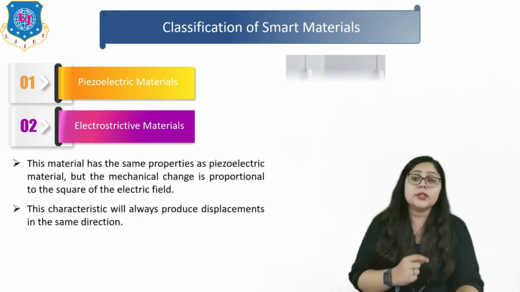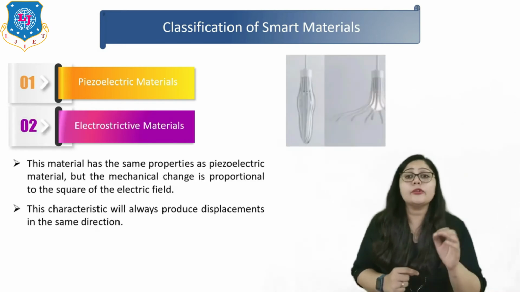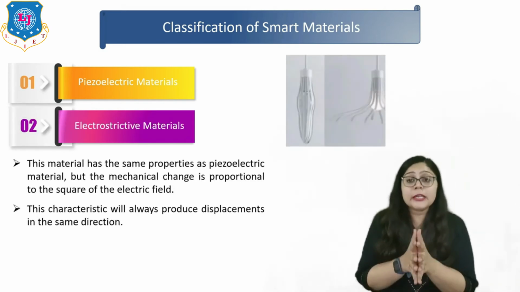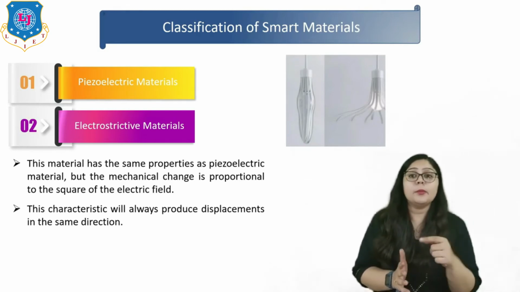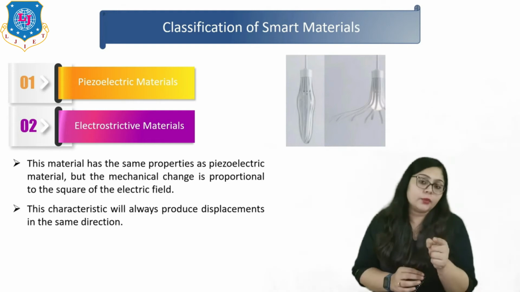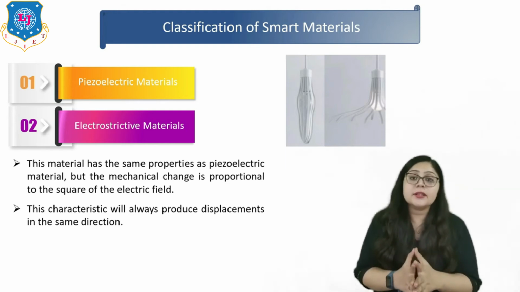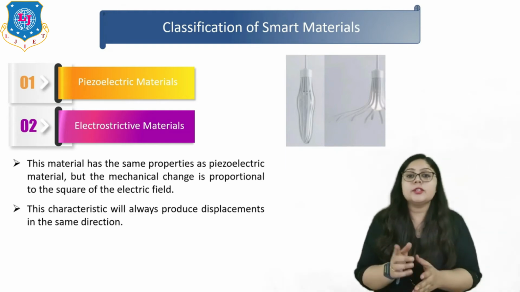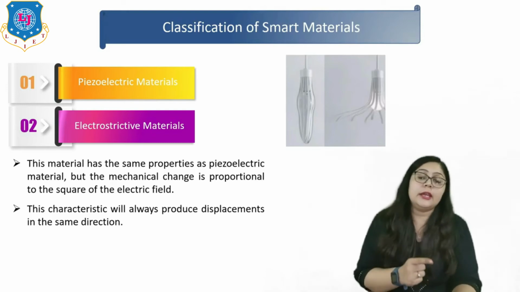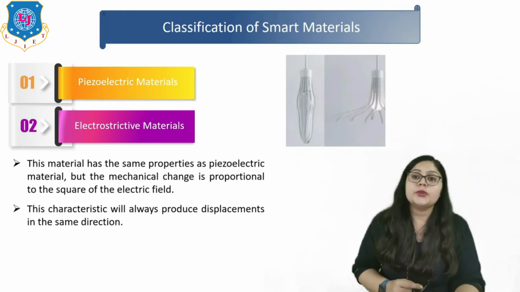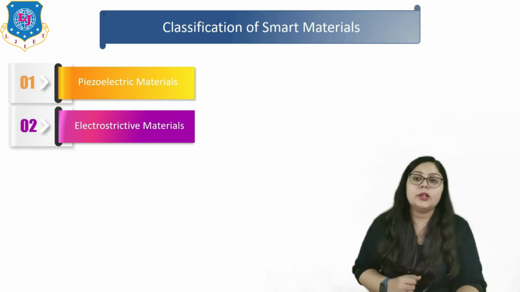Now let us move to the second one, which is all about electrostatic materials. So these materials have the same properties as piezoelectric material, but the mechanical change is proportional to the square of the electric field. So these characteristics will always produce displacement in the same direction as shown in this figure, right? So that's all for the electrostatic materials.